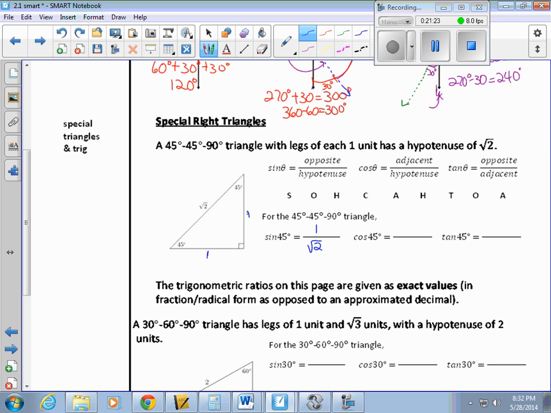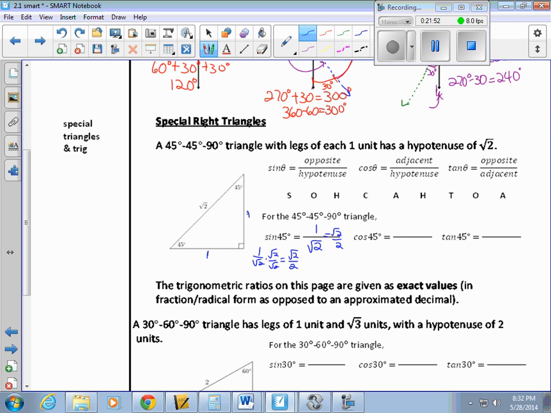And if you remember from our chapter on radicals, you could rationalize the denominator on this, so it would be 1 over square root 2 times square root 2 over square root 2. So this is actually square root 2 over 2. So sometimes in your textbook they're going to rationalize the denominator, so your answer will be square root 2 over 2. And sometimes they'll just leave it as an improper radical like that.